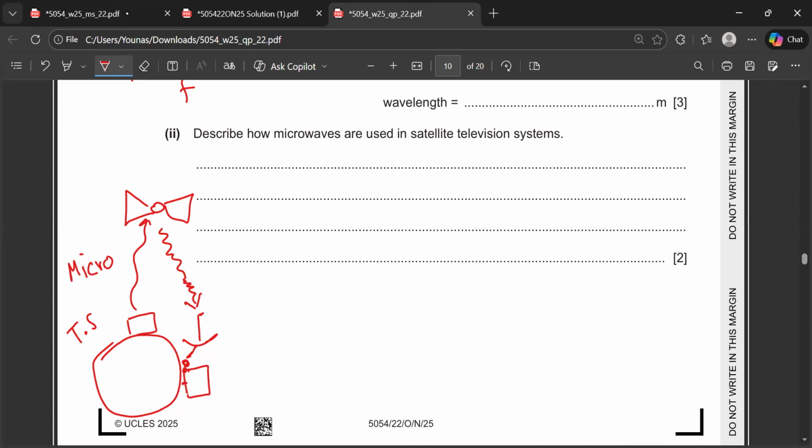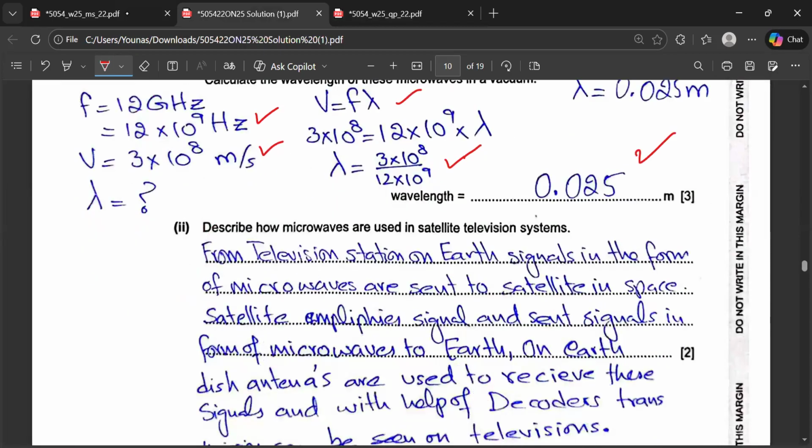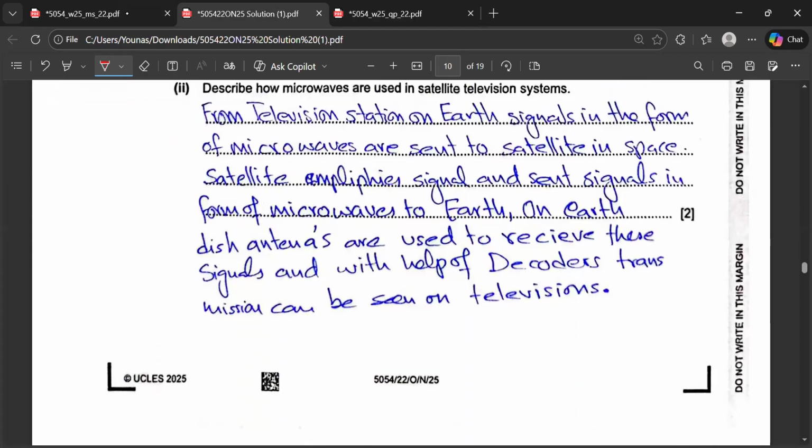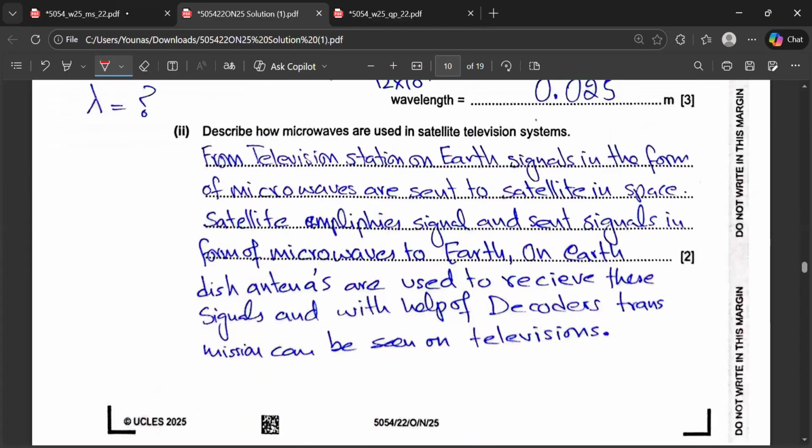Microwaves are very good for satellite television transmissions because they are not absorbed or stopped by the atmosphere. So here we go. From television station on Earth, signal in the form of microwaves are sent to satellite in space. Satellite amplifies signal and sends signals in the form of microwaves to Earth. On Earth, dish antennas are used to receive the signal, and with the help of a decoder, transmission can be seen on the televisions. This is my answer, sir.